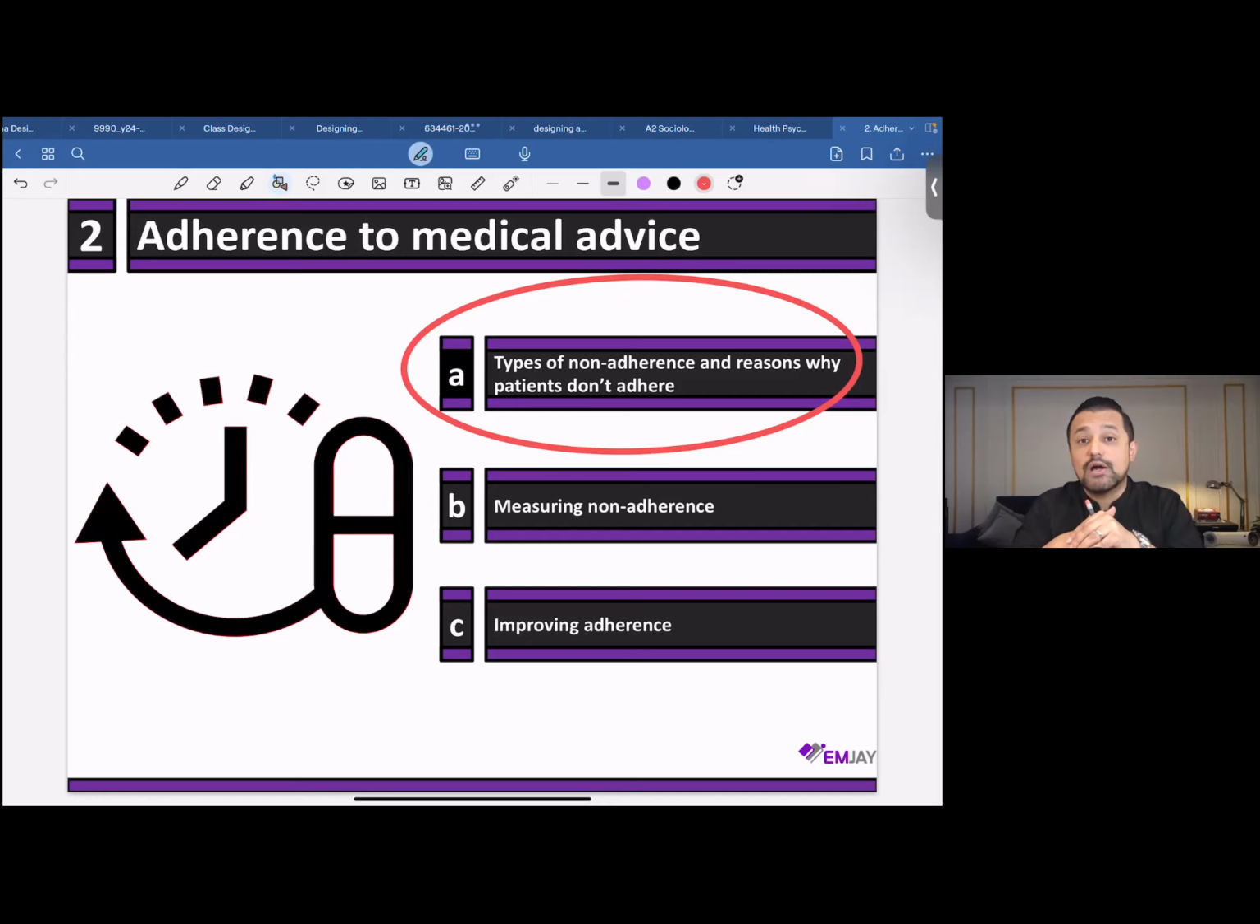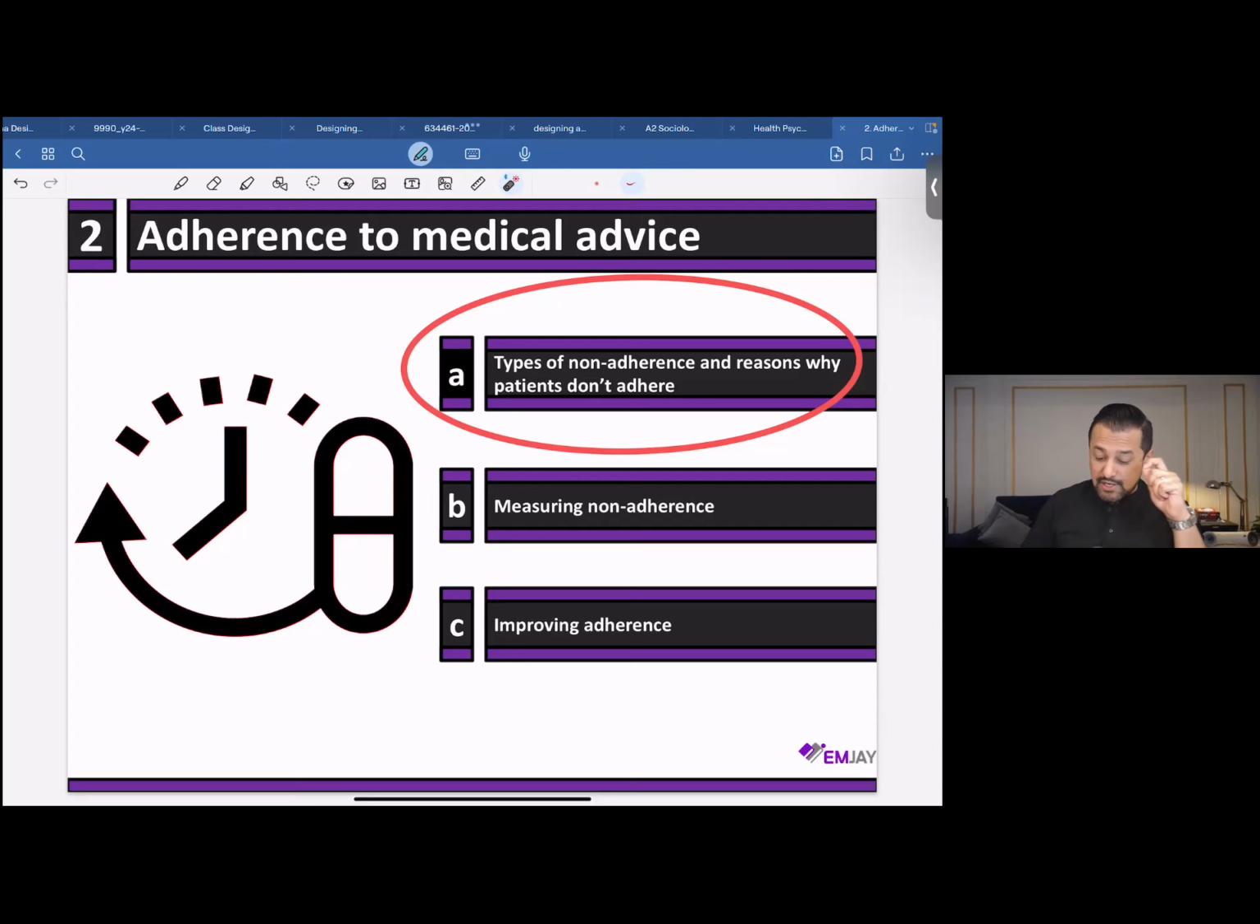To remind you all, our syllabus comprises of four different components. Amongst those four different components, you're expected to study any two. Now, the component health psychology is divided into five different units or chapters. Amongst those five, adherence to medical advice is the second unit. However, every unit is divided into three further sections. And this topic that we're studying today, types of non-adherence and reasons why patients do not adhere, is the first section from the chapter adherence to medical advice.